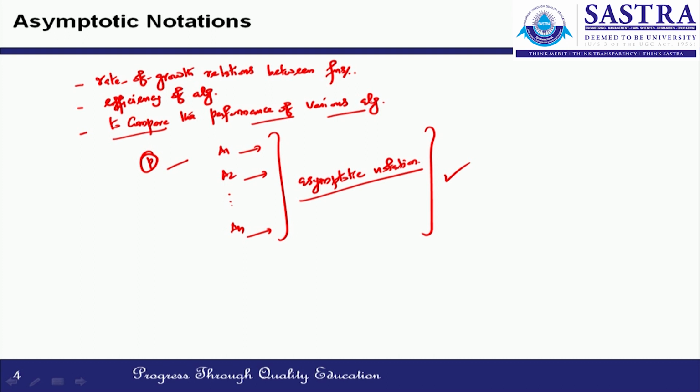Asymptotic notations describe how the function behaves or how the function grows for large input size, let it be n. When n becomes larger, the rate of growth relationship of the performance of an algorithm is obtained using the asymptotic notations.